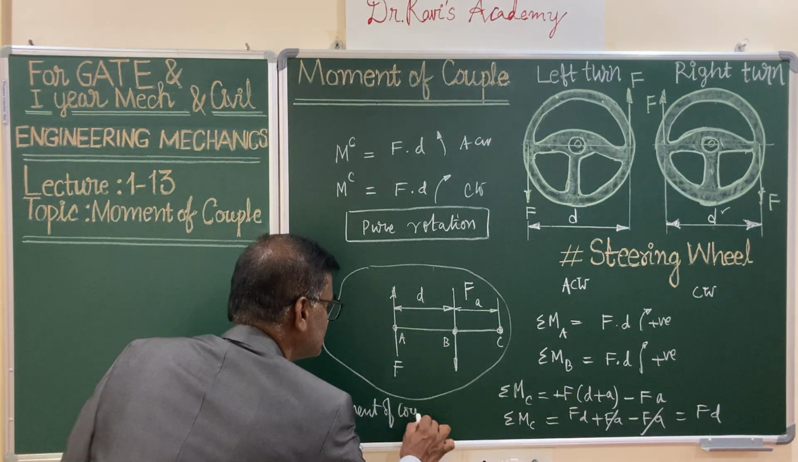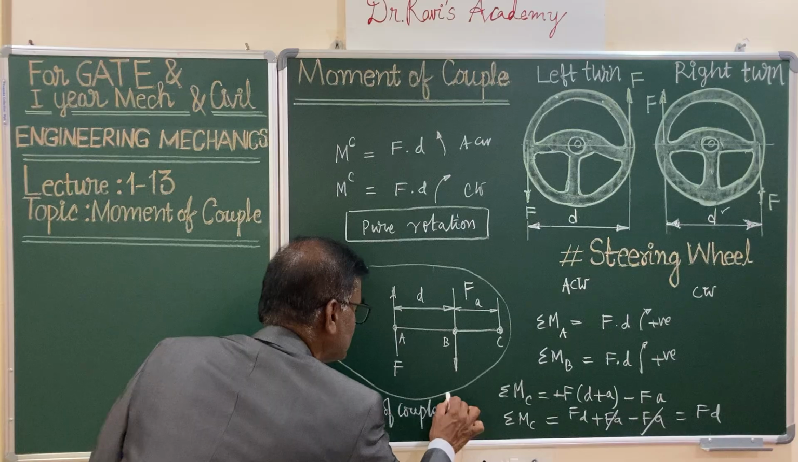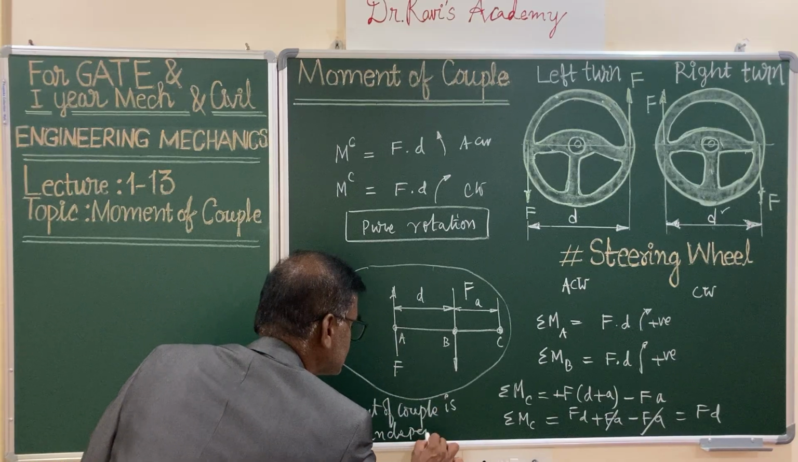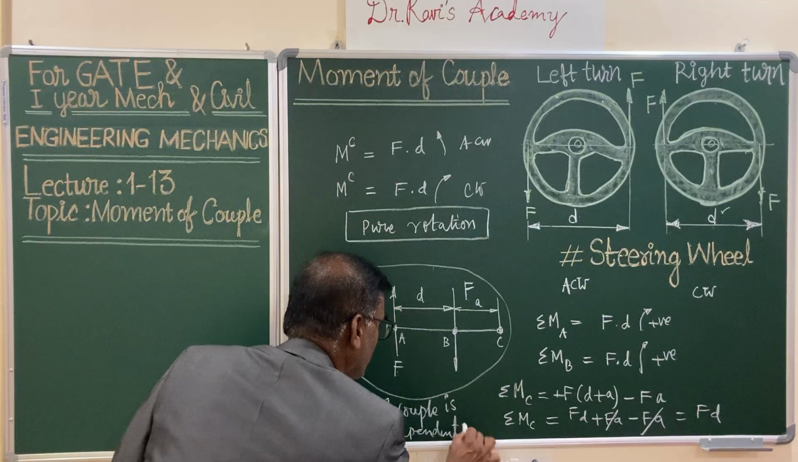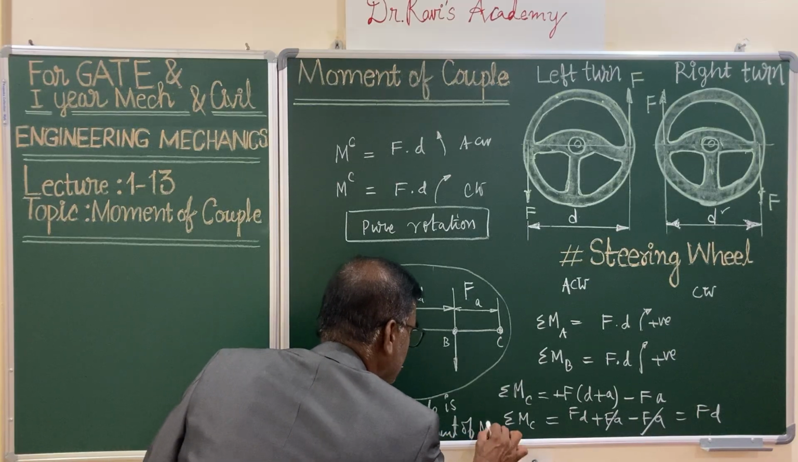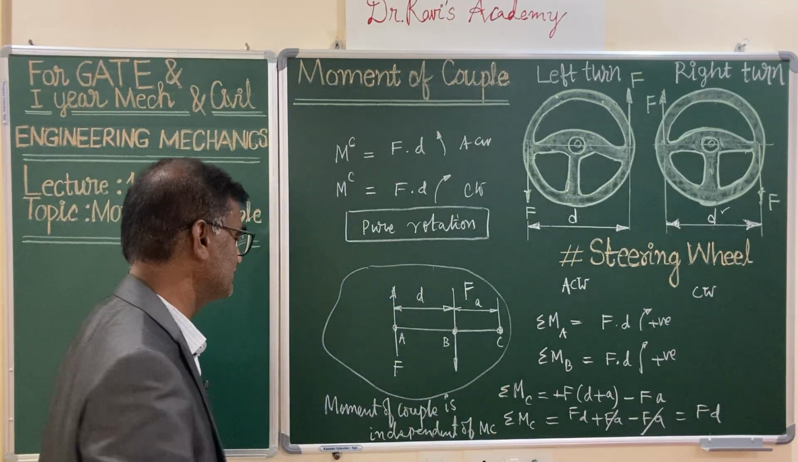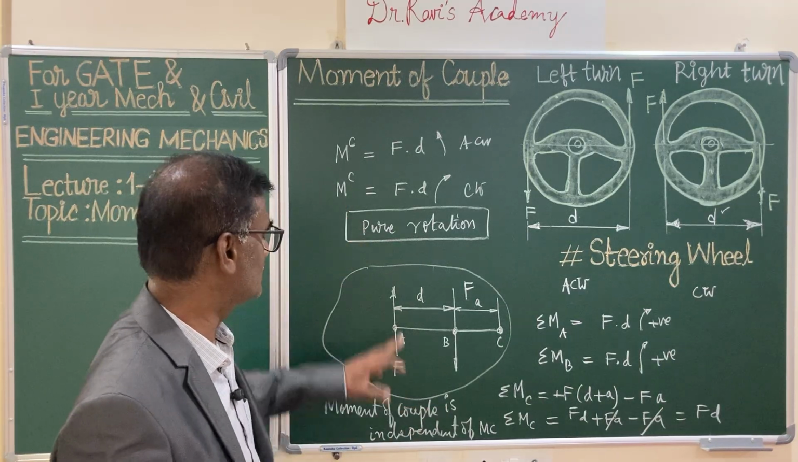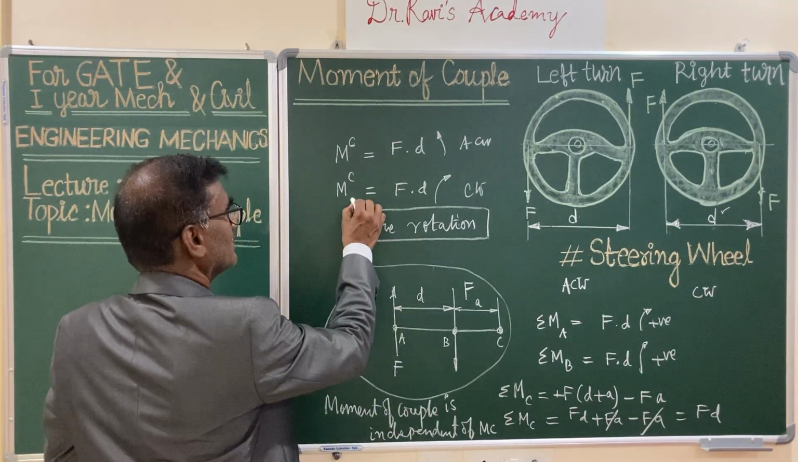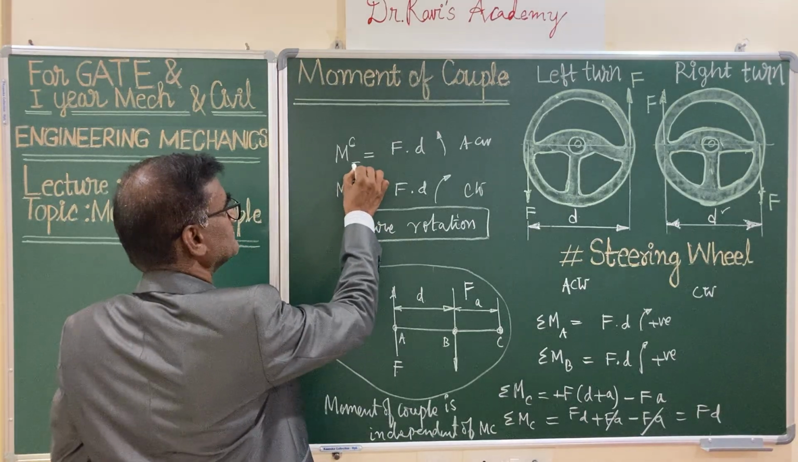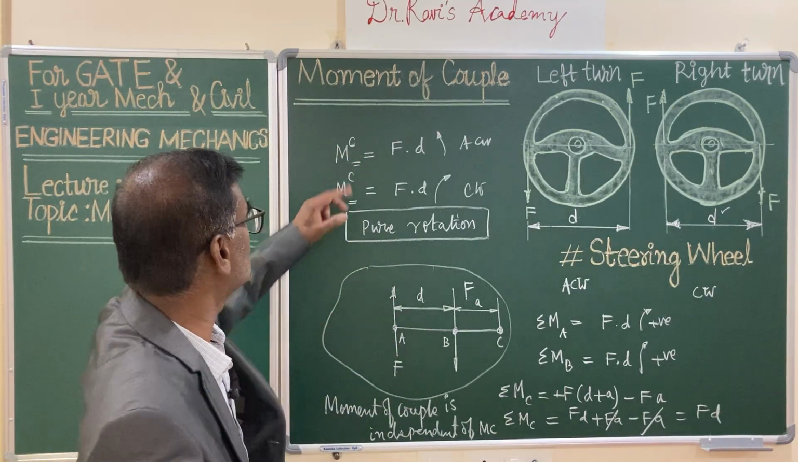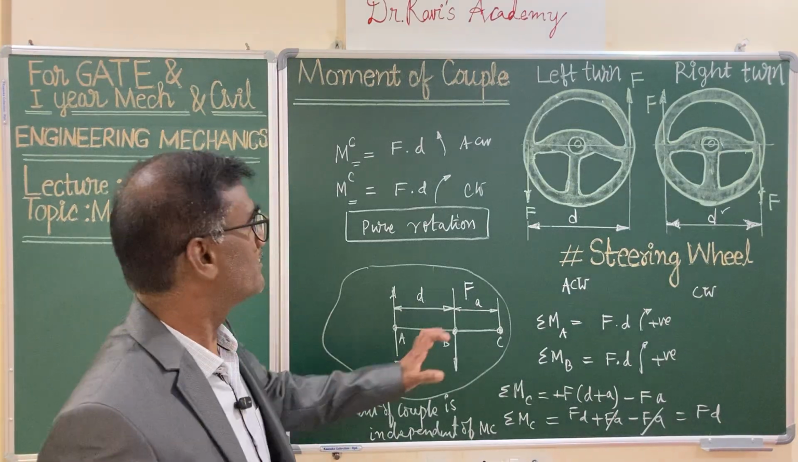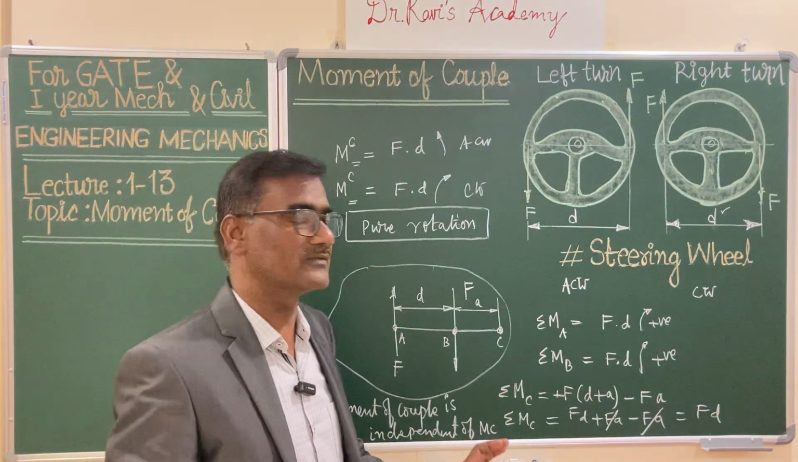couple is independent of moment center. I'm calling it as Mc. So your moment of the couple, that is Mc value, is, that is the reason, observe carefully, you need not take a subscript. Usually for moment of a force you are going to use a subscript, that indicates your moment center. Your moment of the couple is independent of the moment center.